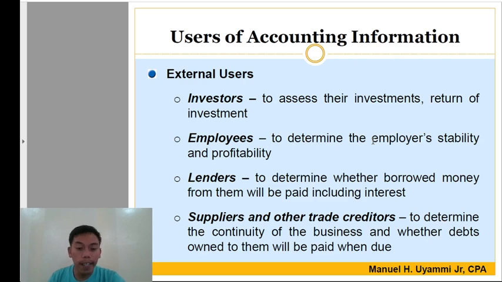Also, for suppliers and other trade creditors, so ang mga suppliers, sila yung nagsusupply sa needs ng company natin, and other trade creditors, usually nagpapautang sila, pero short term lang. So let's say 1 year or less, papautang sila. Ang lenders kasi more than a year ang term ng pinapautang nila sa company natin. So, they are interested sa accounting information of our business to determine the continuity of the business, kung magpapatuloy pa yung business natin, and whether the debts owed to them will be paid when due. Kung kayang bayaran ng business yung utang nila sa atin when it falls due.